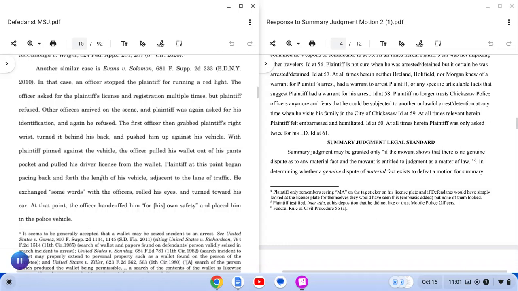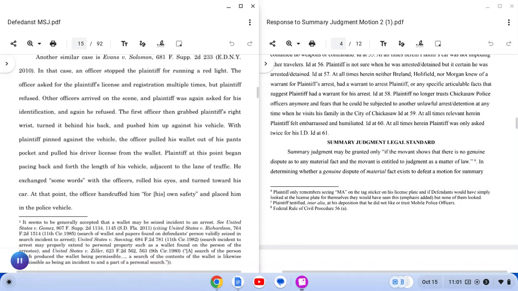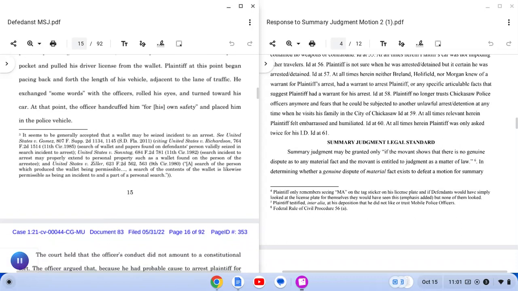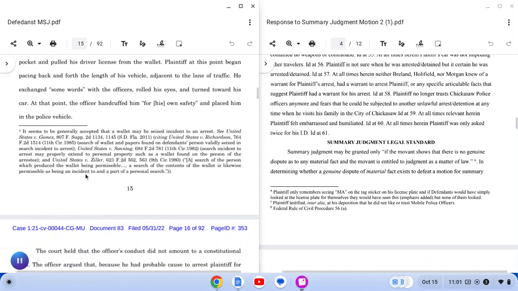pacing back and forth the length of his vehicle adjacent to the lane of traffic. He exchanged some words with the officers, rolled his eyes, turned towards his car. I'm sorry, y'all. At that point, the officer handcuffed him for his own safety and placed him in the police vehicle. So let's see. This is a footnote. I'm not going to read it. I'm going to keep reading this.